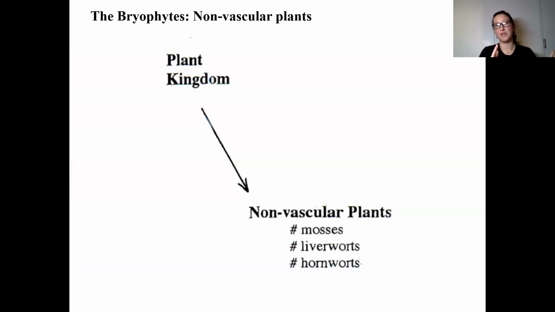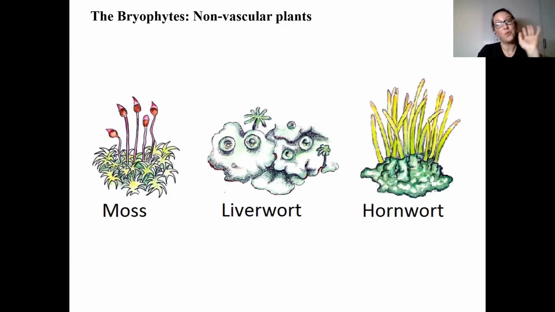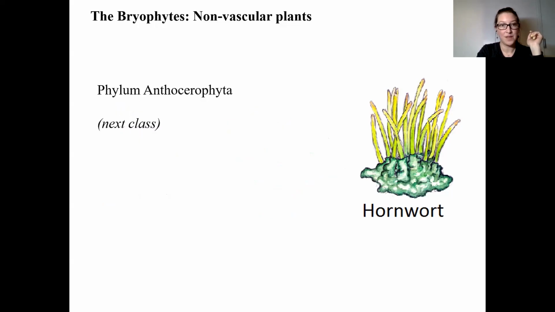In the first or second class, we had that kind of roadmap of where we're going to go in the course. So today we're in this part of that map, which is the non-vascular plants, or the bryophytes. Bryophytes is another word for the non-vascular plants. And those are the mosses, the liverworts, and the hornworts. We won't have time to talk about all three of these today. We'll only talk about the mosses today.